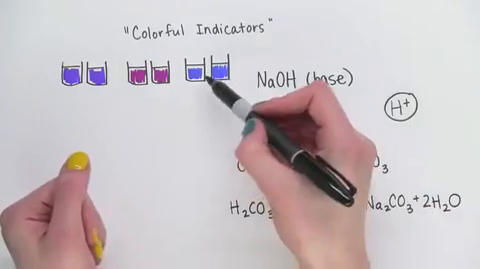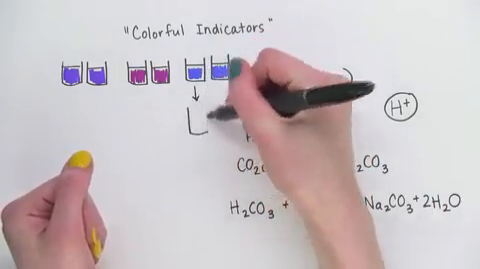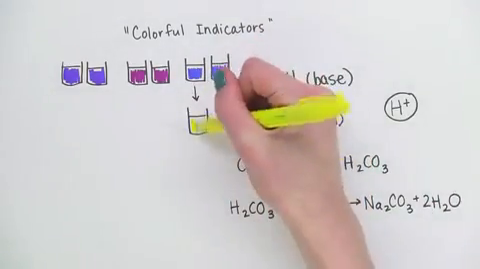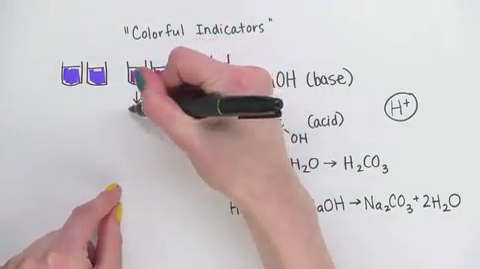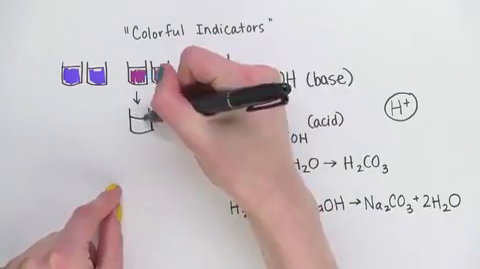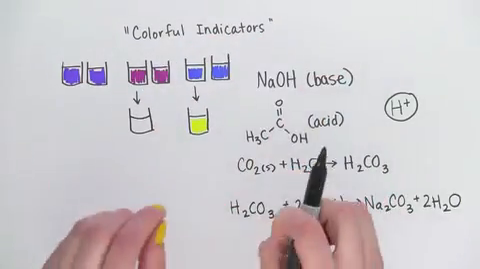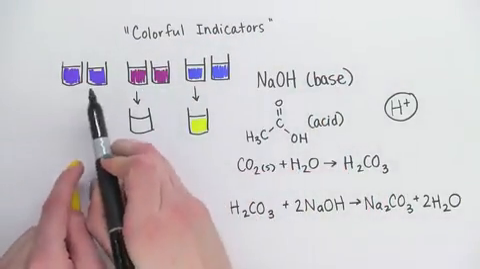So we saw our bromothymol blue turning from blue to yellow as the solution became more acidic. And we saw our phenolphthalein turn from pink to colorless as it became more acidic. Now let's watch again what happens in the final set of cylinders.